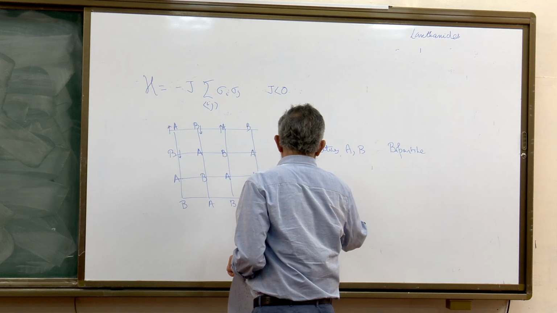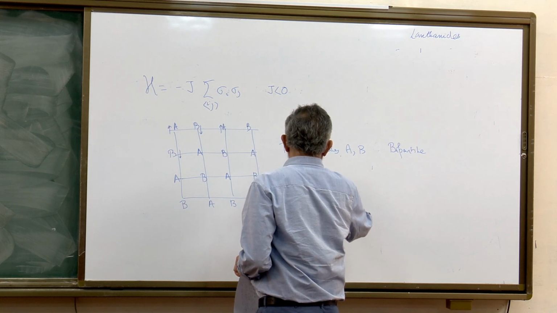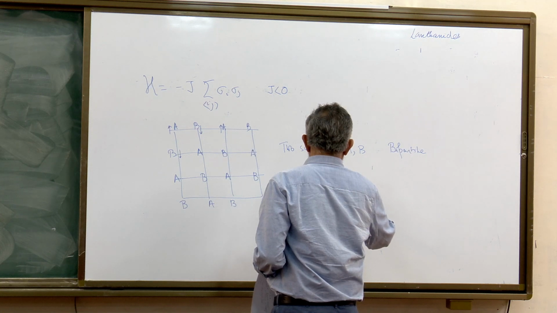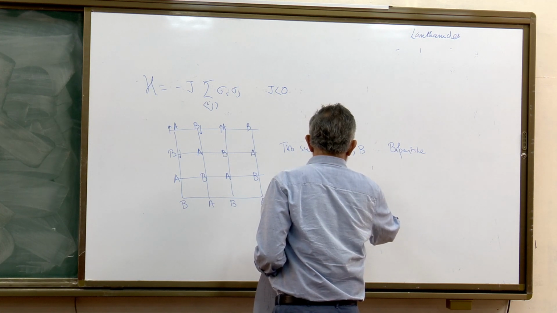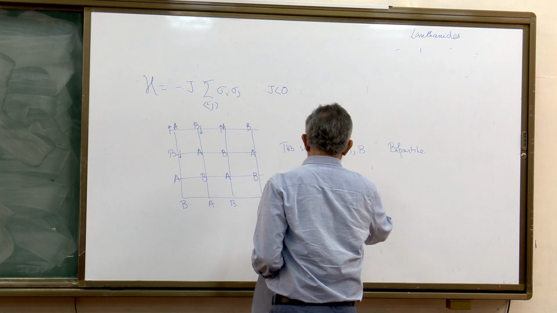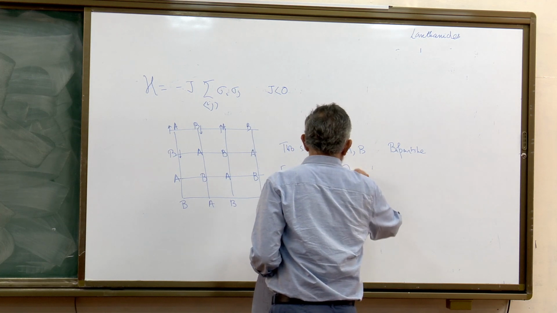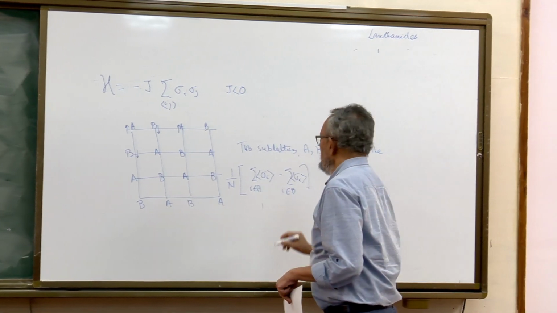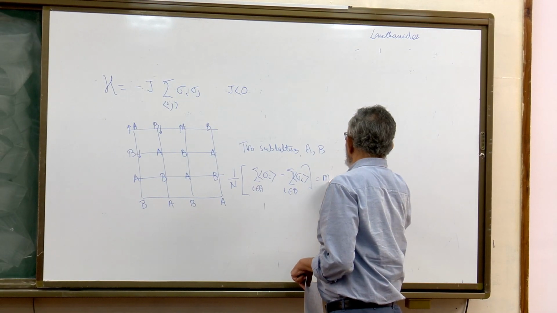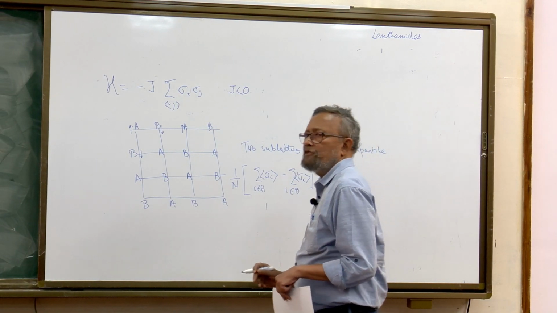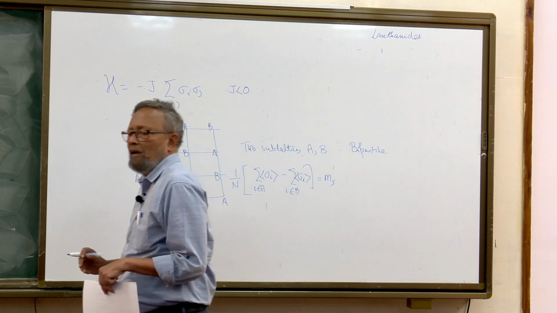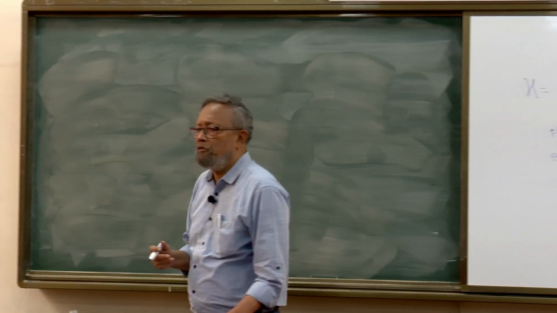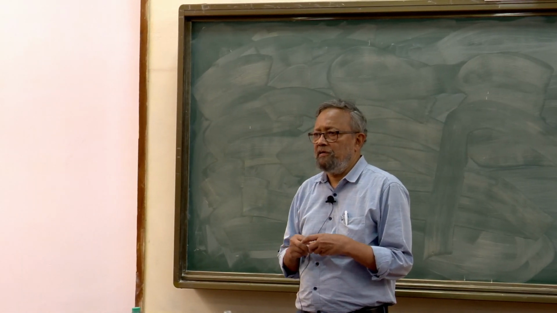Sum over i belongs to A, sigma i average, minus sum over i belongs to B, sigma i average, and you divide it by the number of spins. This is what we call M sub S, S for staggered magnetization. And this is something that will be non-zero only in the ordered phase, and it will go to 0 if there are eigenvectors.